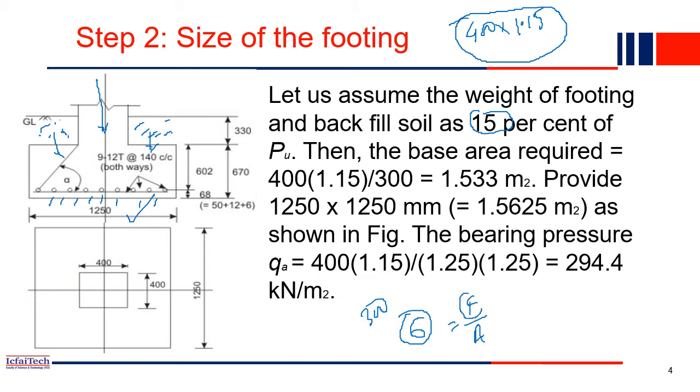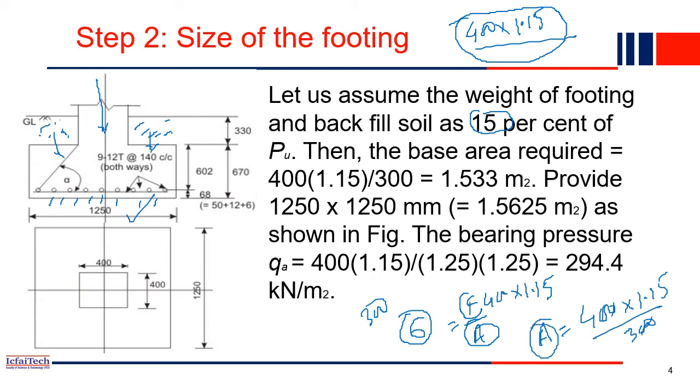Force we know, force is 400 into 1.15. Easily we can compute the area A. So A will be nothing but 400 into 1.15 divided by 300, right? So from there easily you can compute the value of A. The value of A comes out to be 1.533 meter square. So that much cross-sectional area of the footing is required.